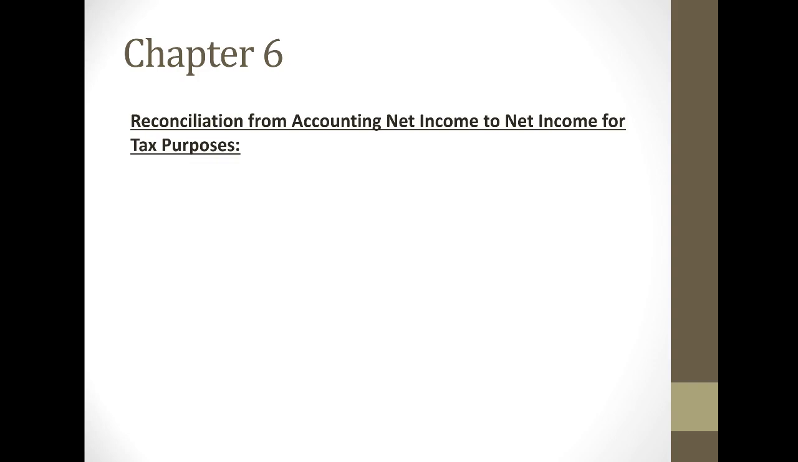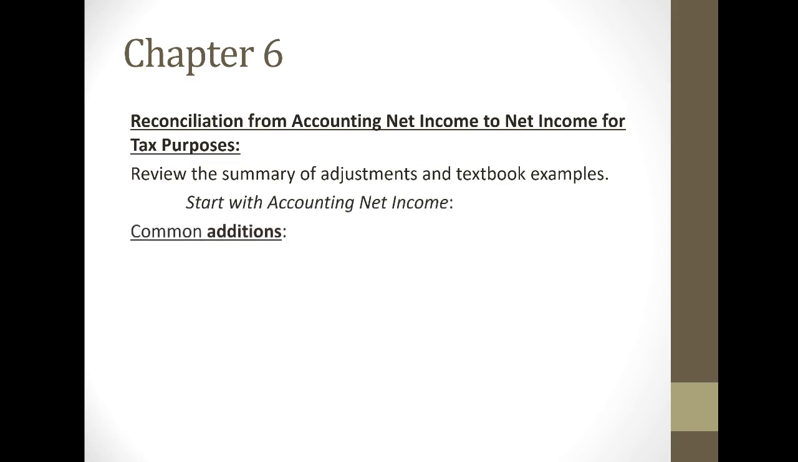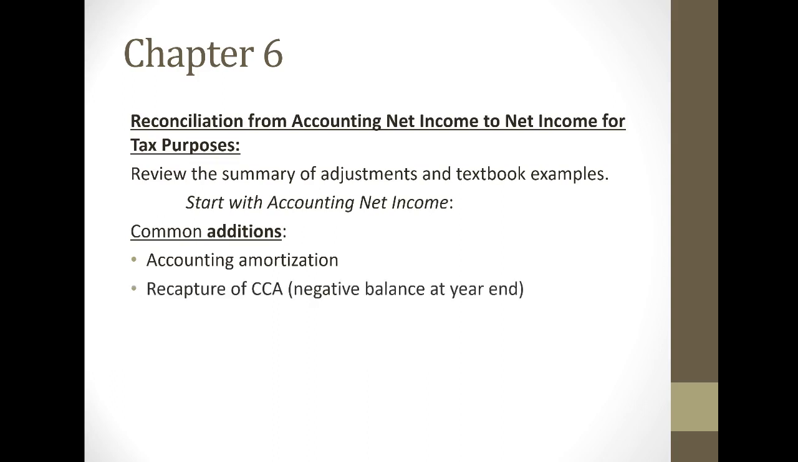Moving on to the next slide, we then talked about how we reconcile a business's accounting net income prepared under GAAP to net income for tax purposes. There was a reconciliation schedule that we talked about. We said that a company would start off with their accounting net income, and then they would make a series of adjustments. Some common additions they would have to make to their accounting net income would be accounting amortization. Now remember that for tax purposes, they get to take tax amortization or CCA. So if they've already deducted accounting amortization when calculating accounting net income, they would have to add it back.